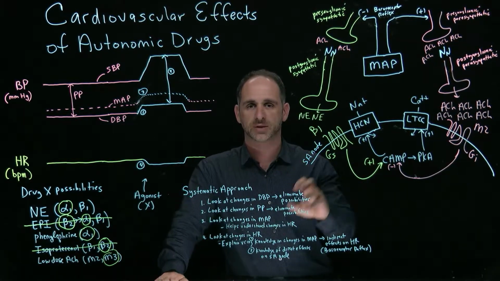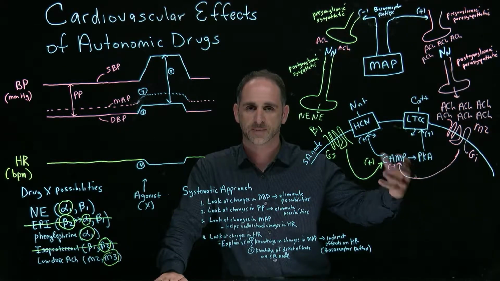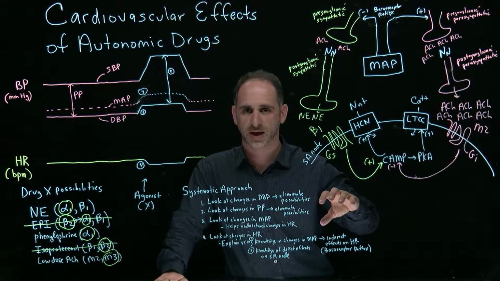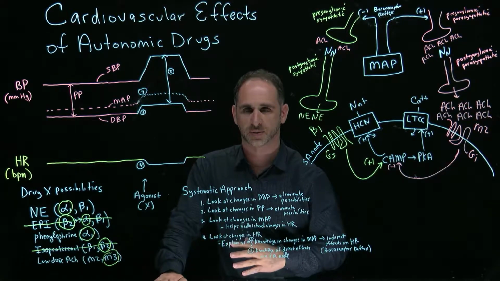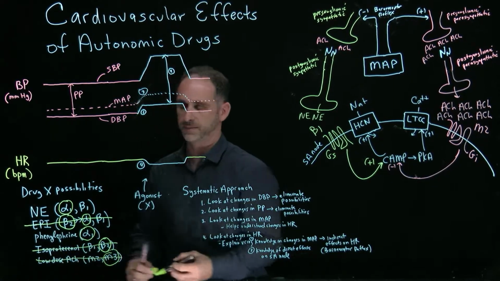And what happens is when acetylcholine activates these receptors, nitric oxide is released, and that causes vasodilation and a fall in the diastolic blood pressure. So, low-dose acetylcholine is out.